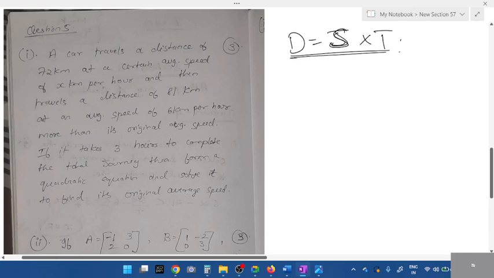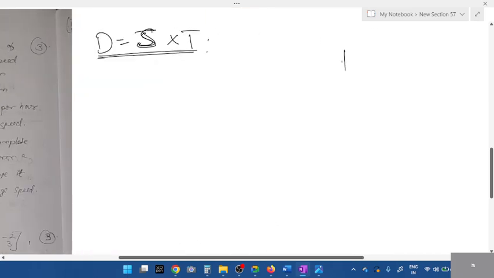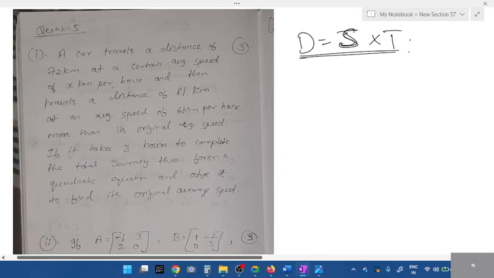Next, most of the questions ask you to find the distance. So the ultimate relation is T1 minus T2 is equal to a specific time that will be mentioned. Read in the last third or fourth line. Where's the specific time given? If it takes 3 hours to complete the total journey. This is the specific time I'm talking about.